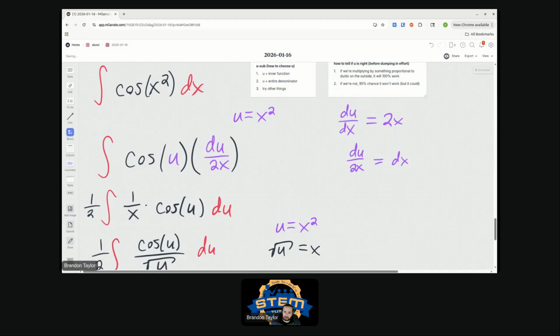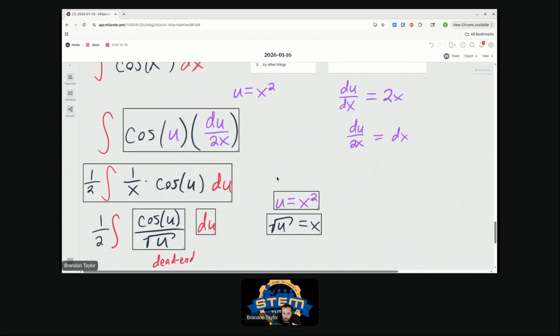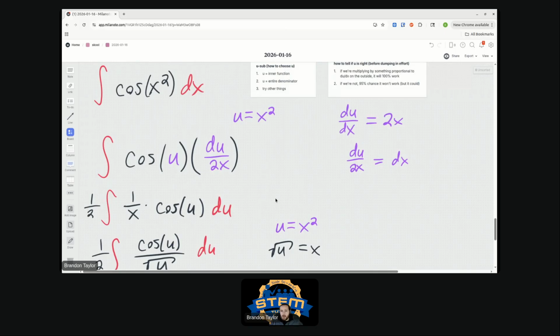I wish I could say 100% of the time it's not going to work, but the truth is it does work sometimes. That's where it gets a little tricky. But 95% of the time, you should stop dumping in effort when you end up at this step. If you've exhausted all other possibilities and you're really sure U-sub is the right option, maybe put in this extra effort to force it to work. That works 5% of the time, but most of the time it doesn't.